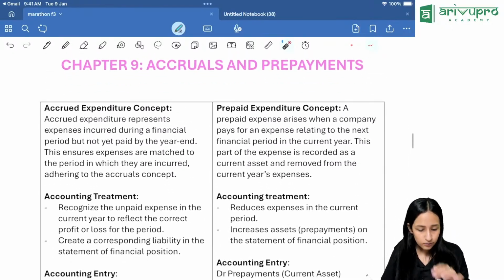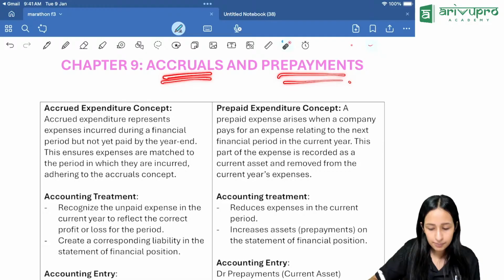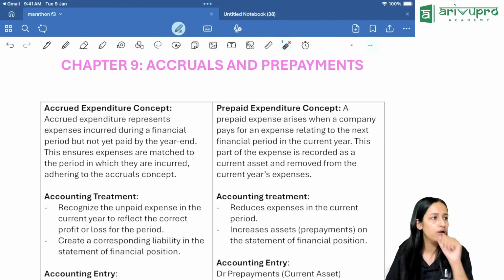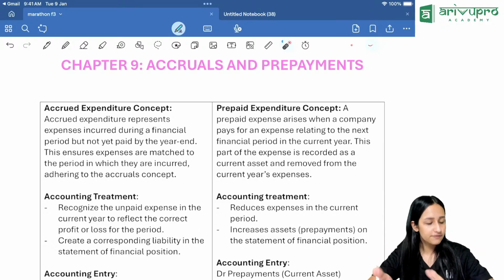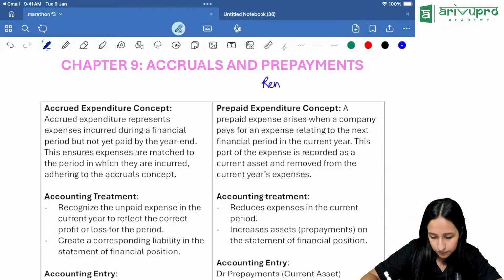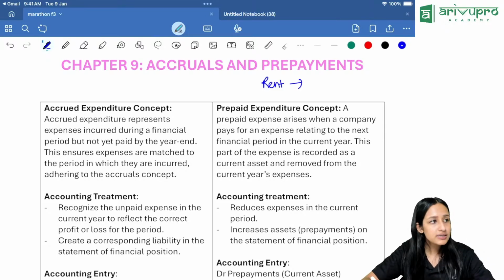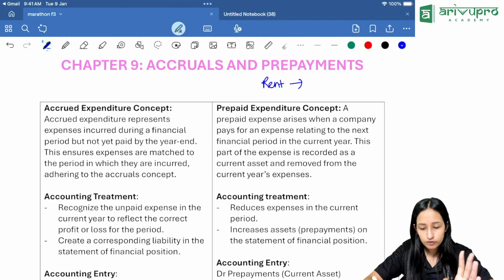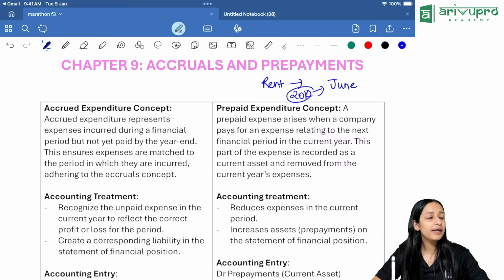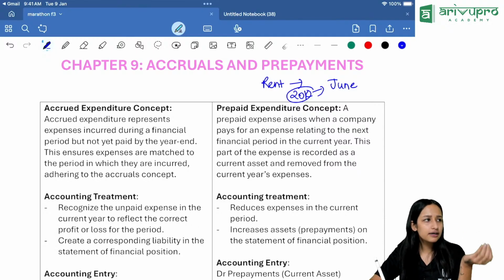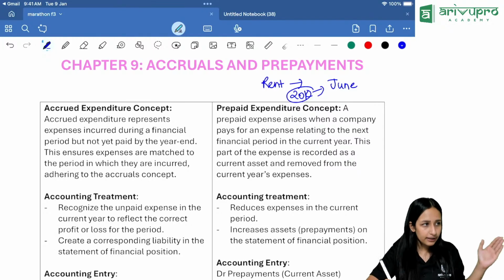Now, for this, you need to understand what is accrual and what is prepayment. What is prepayment? When a company is already paying for an expense before using the services. For example, let's say rent. Okay, for this month's rent in advance, we're already paying. So May is gonna get over. So for June, let's say my rent expense is 20,000. Now for the whole month of June, I've already paid it on the 1st of June. That means that's in advance, right? So that is prepaid. Correct.